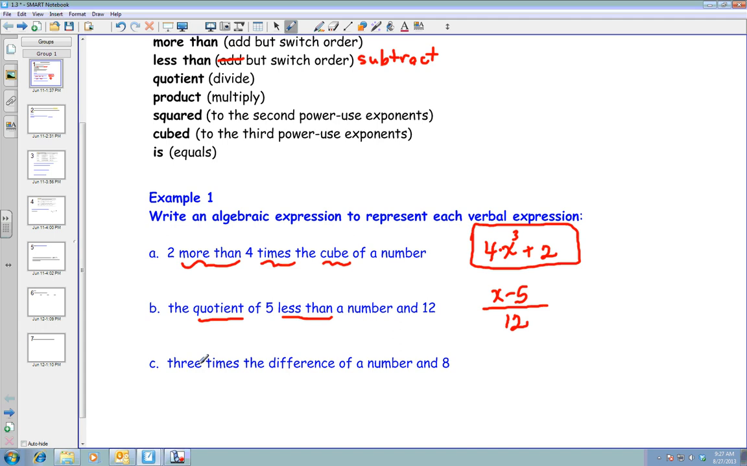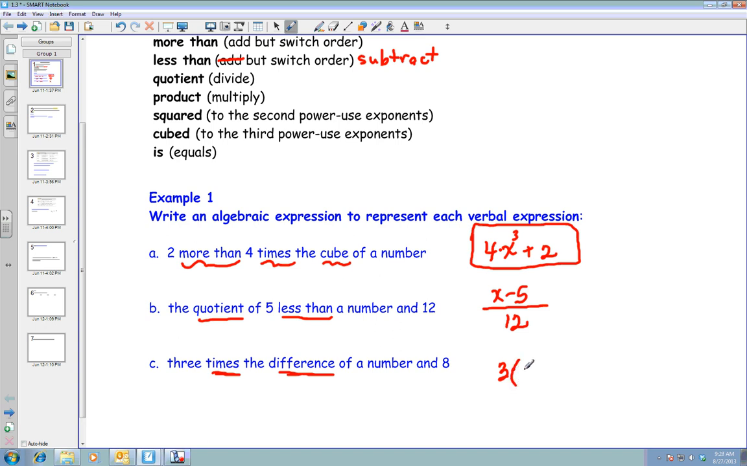C, 3 times the difference of a number and 8. So 3 times is a keyword, difference is a keyword. All right, so I know difference means subtract. So 3 times the difference of a number and 8. So I know I'm going to have to subtract, x minus 8.